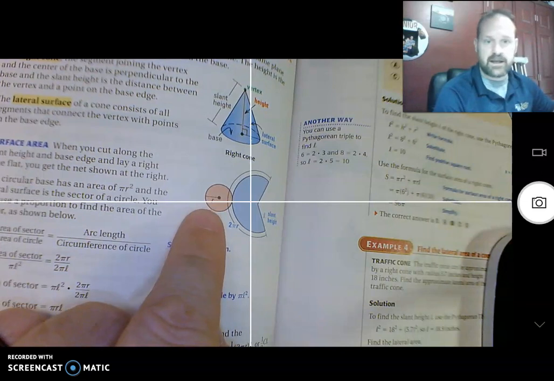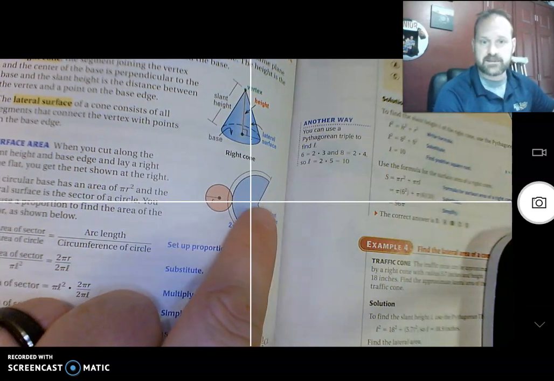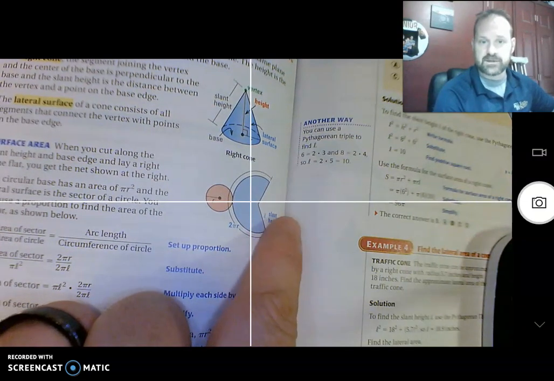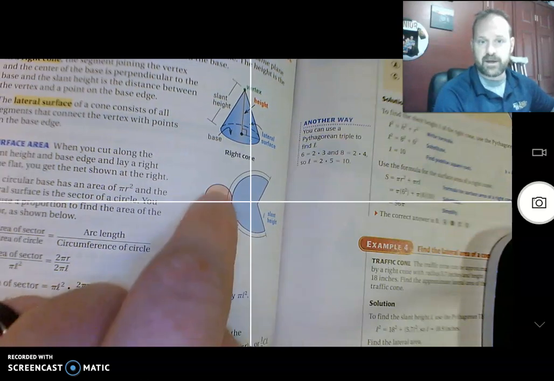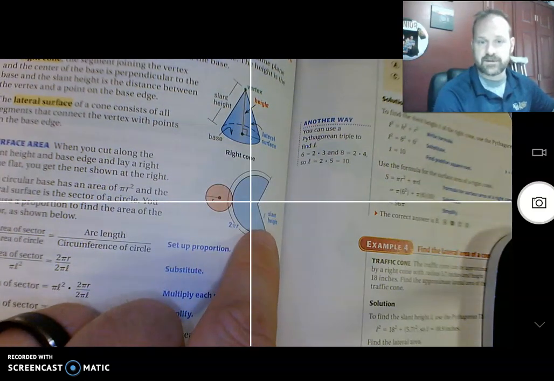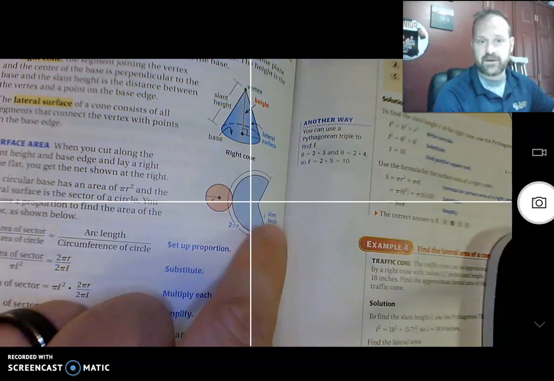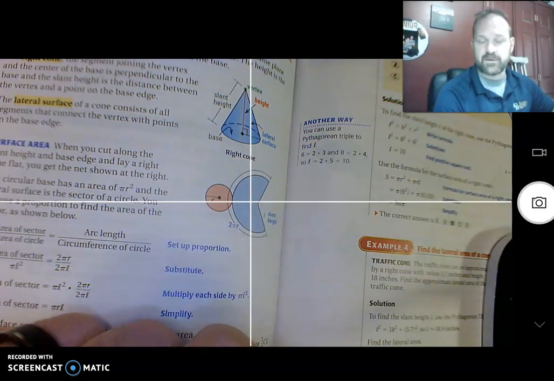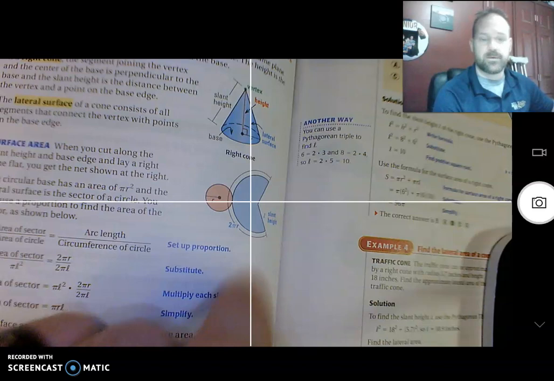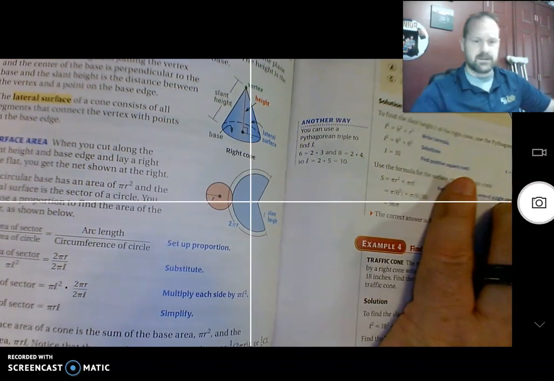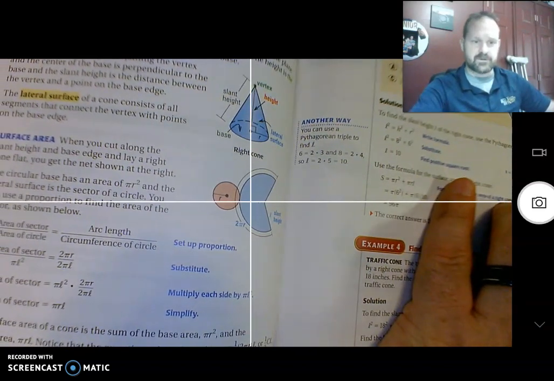So looking at a net of this, it's going to be the area of the base plus this blue area, so slant height multiplied by 2 pi r circumference. If you were to cut this out and fold this up and put this together, you could create a cone. All right, let me pause and get started on the first problem.